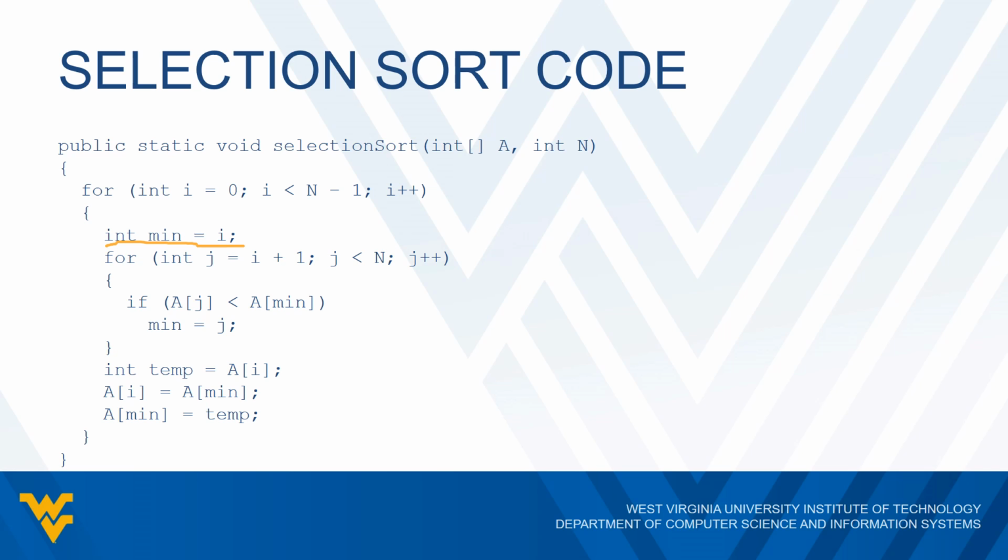Once we find that minimum value, we'll then do our swap. So notice that we do that in this section of code right here, where we're still using our temp variable for swapping, and we swap the element at index min, so a[min], with the value at a[i].